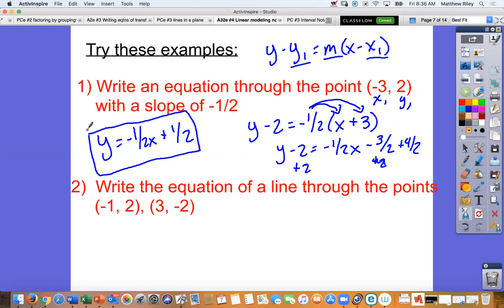Now I'm going to show this to you guys one time, and then I do not care how you do this. If I give you a point and a slope, use point slope form. However, you don't have to. By any means, you do not have to. I could use slope intercept form.